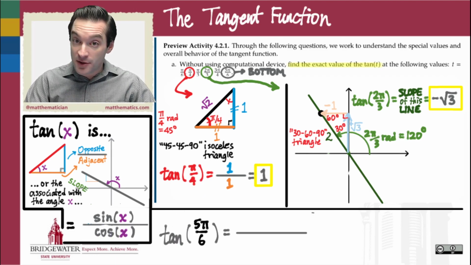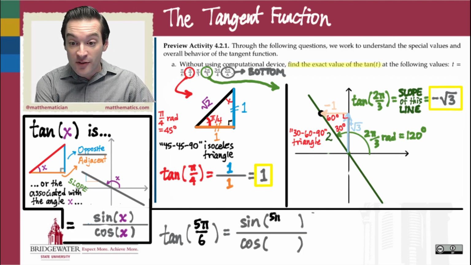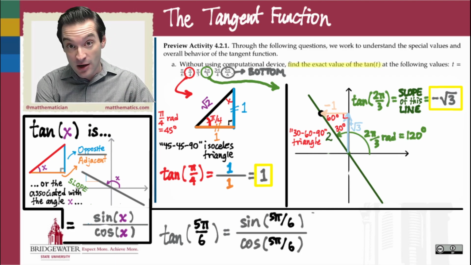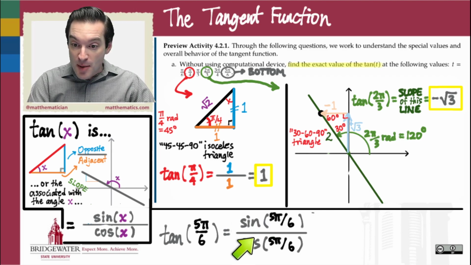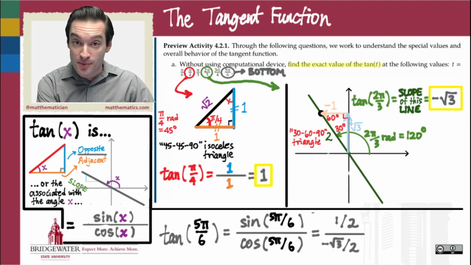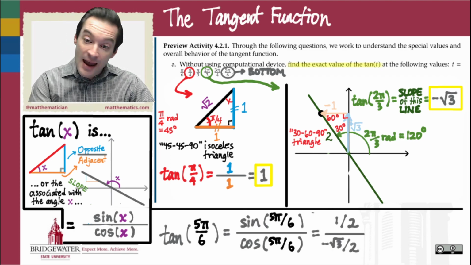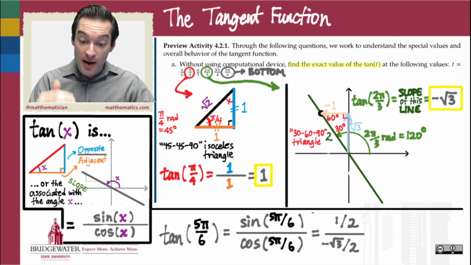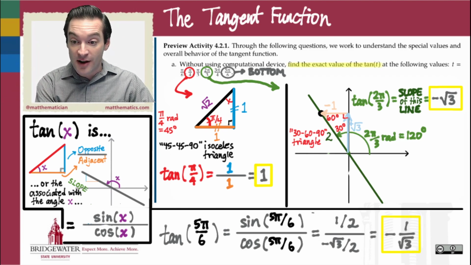All this requires me to do is to divide the sine of 5 pi over 6 by the cosine of 5 pi over 6. And if we remember our unit circle angles, sine of 5 pi over 6 is 1/2. Cosine of 5 pi over 6 is minus the square root of 3 over 2. And so when I divide that sine by that cosine, I get the tangent of 5 pi over 6, -1 over the square root of 3.